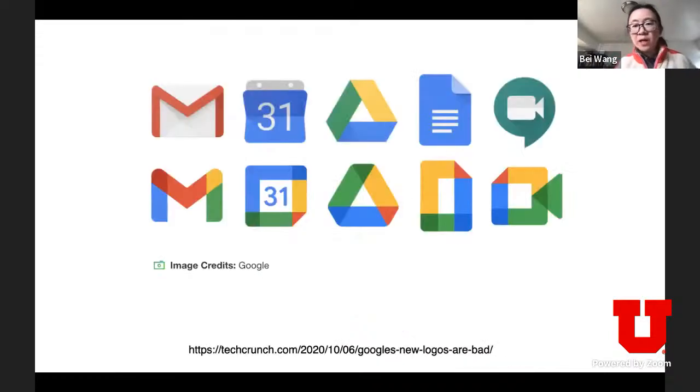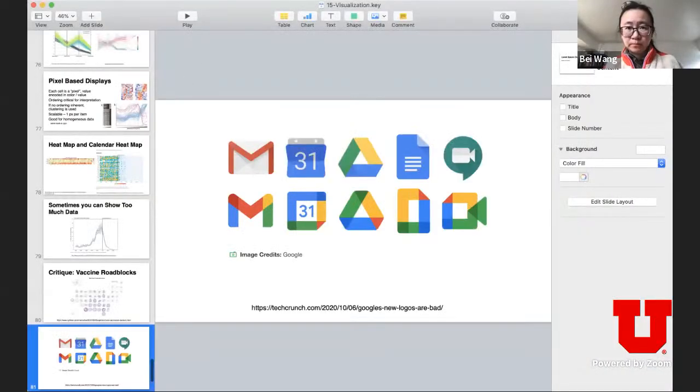All right, so I'm going to end today's lecture with an example from Google, which unfortunately still carries on today. This is a visualization Google changed back in 2020. The top is the old visualization for some of the Google services like Gmail, Calendar, Drive, and Documents, and then Google Hangout. Okay, so can someone tell me what is wrong with their new design? Any ideas?